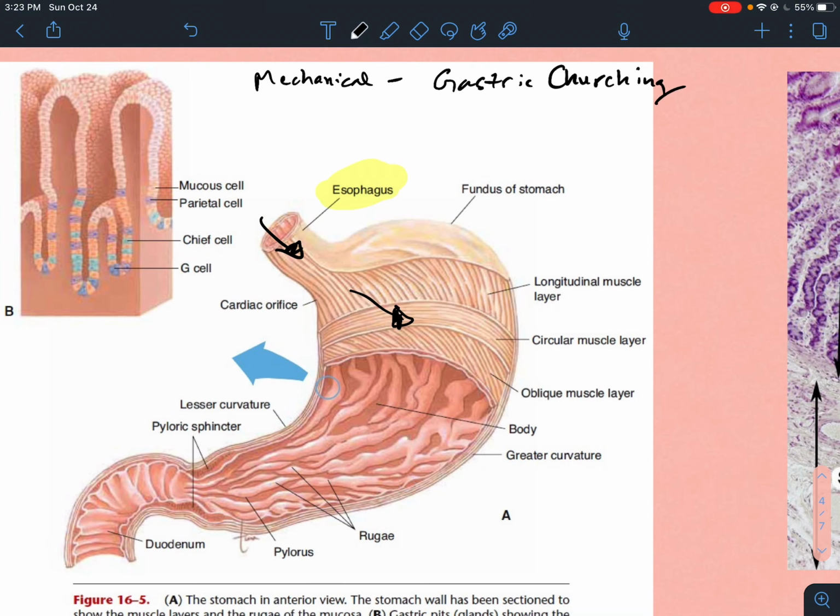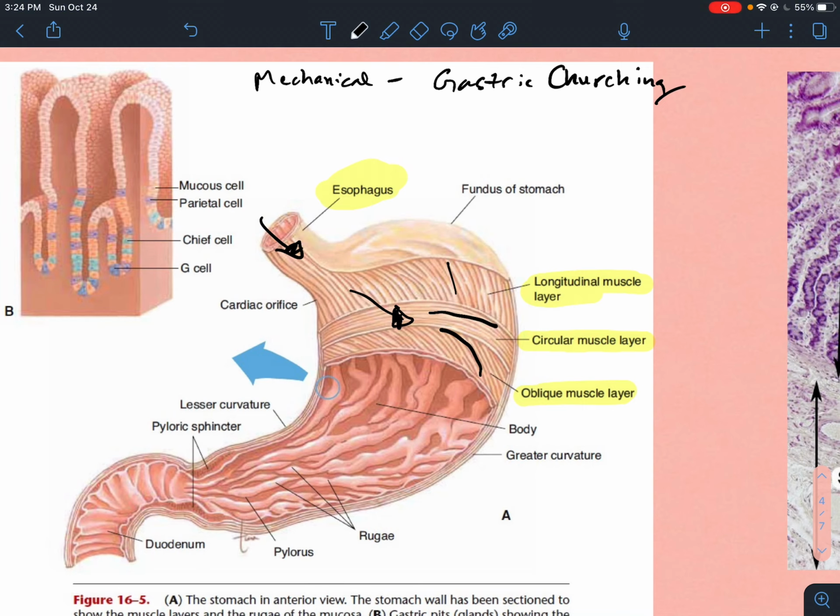And the way that this works is through those 3 layers of muscle. We've got the longitudinal layer, the circular layer, and the oblique. Notice the direction of the fibers, right? The longitudinal is going long ways, the circular is going perpendicular across, and the oblique is going at an angle. So these 3 layers of muscles are going to squeeze on that food and break it down mechanically.